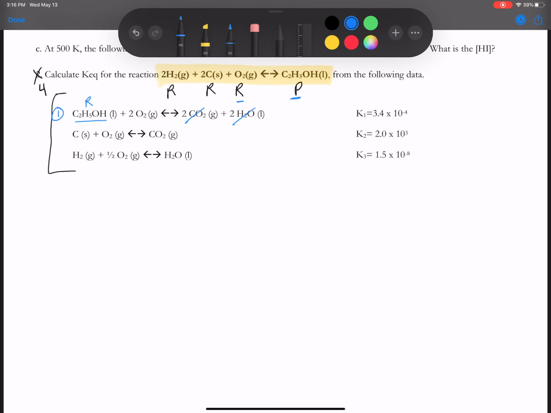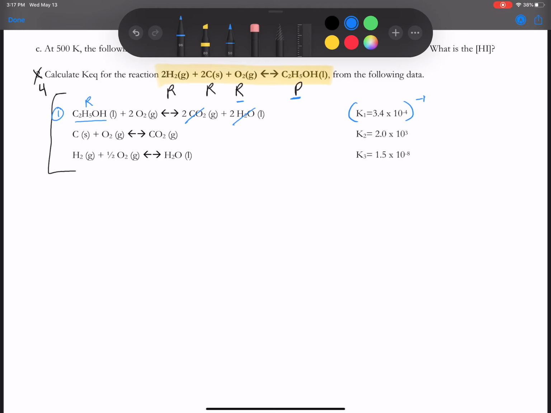So my main focus here for this data is C2H5OH. Remember, in my data, it's shown as a reactant, but in my new equation, it's shown as a product. So I automatically know that I need to take the flip, the reciprocal of my KQ. Now I just have to compare coefficients. Do I need to take it to a certain power? My coefficient in my data is 1, the coefficient in my new equation is 1. So I just need to take this to the -1 power. I'm just going to have to take the flip of it.